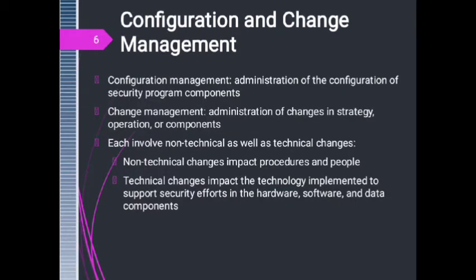The configuration and change management. Configuration management is the administration of the configuration of security program components. Change management is the administration of changes in strategy, operation, or components. Each involves non-technical as well as technical changes. Non-technical changes impact procedures and people. Technical changes impact the technology implemented to support security efforts in the hardware, software, and data components.